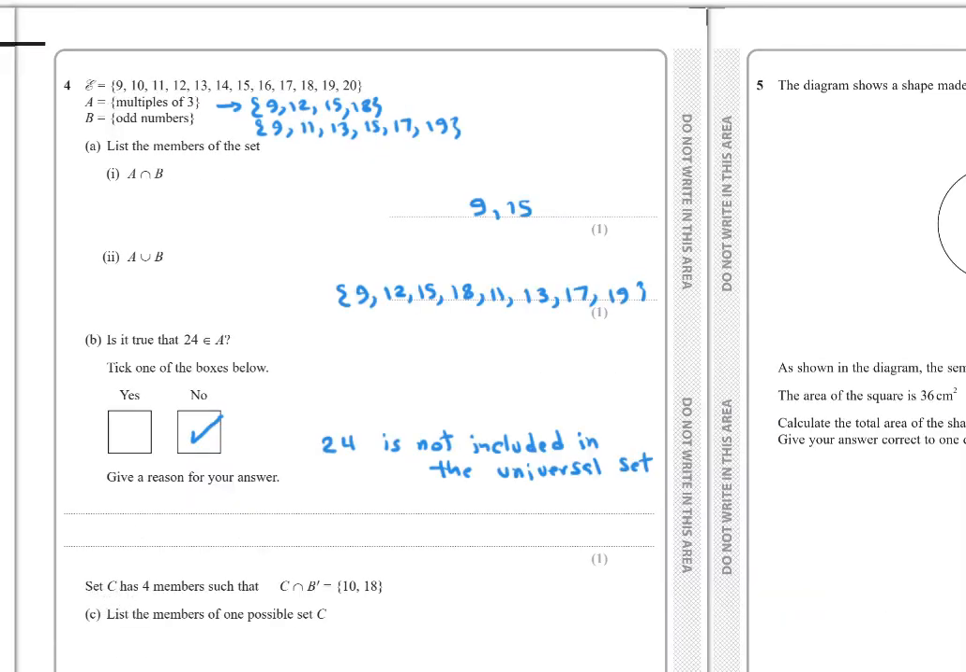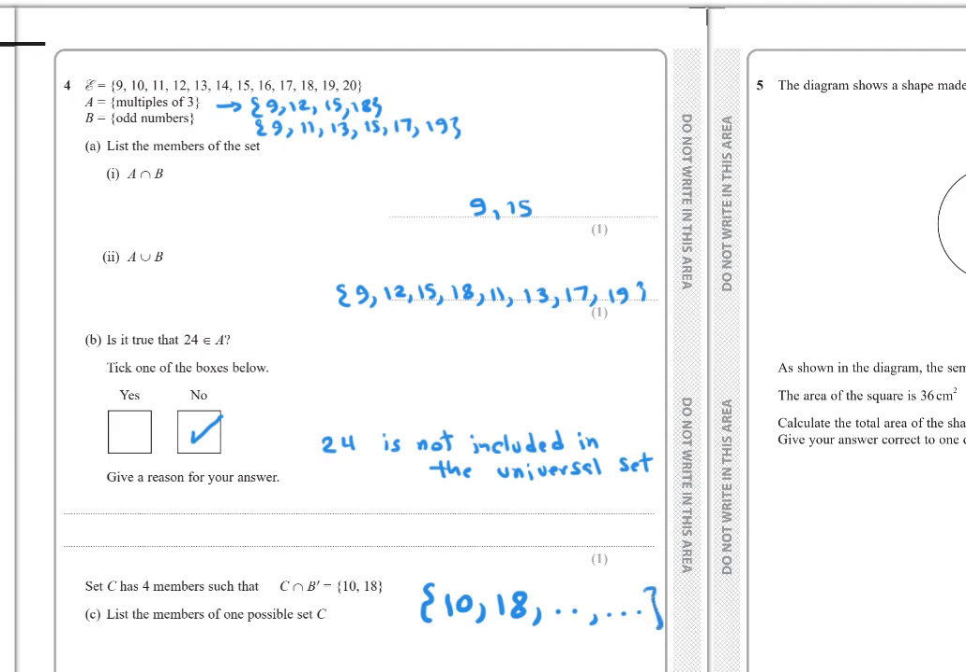Set C has 4 members such that C intersect not B equals 10 and 18. List the members of one possible set C. C intersect not B means the element belongs to C but doesn't belong to B, which is 10 and 18. So we can say that 10 and 18 belong to C, and we need 2 more elements.